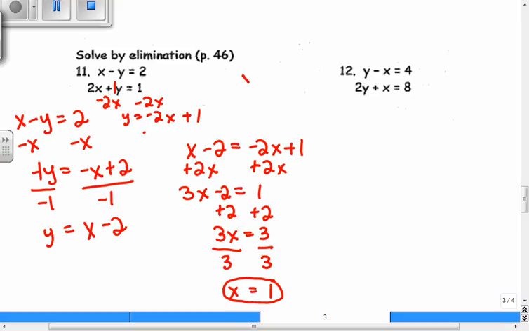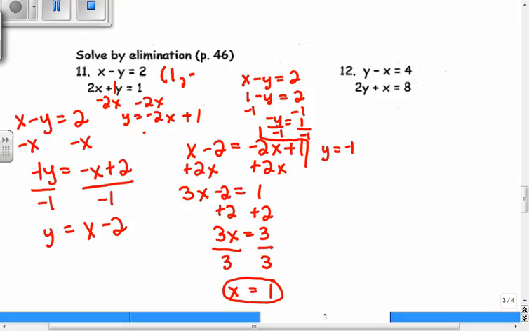Let's see. x minus y equals 2. 1 minus y equals 2. Okay, so minus 1 from each side. We get negative y equals 1. But we don't want negative y. We want y. So that means we're going to have to divide it by negative 1. So we'll have to come over here. That's okay. y equals negative 1. So the solution to this system would be 1, negative 1.